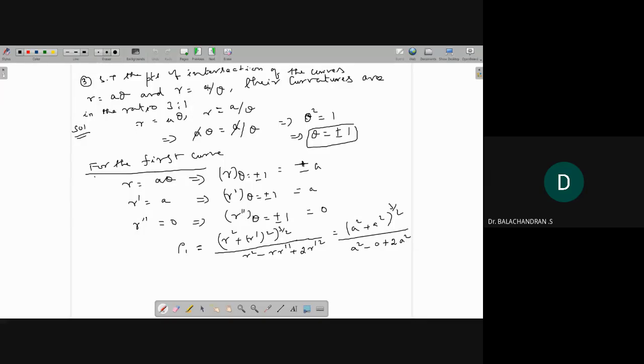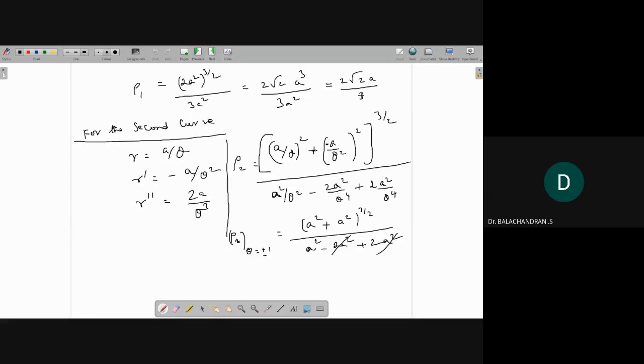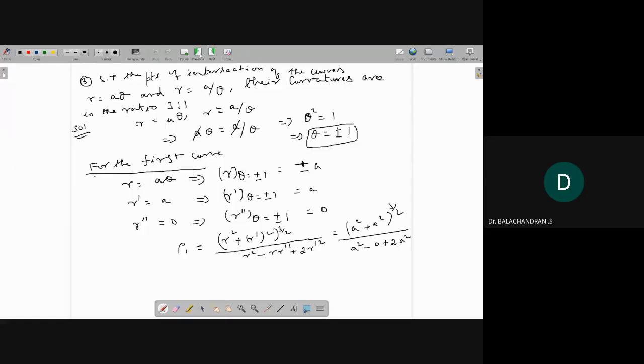So this is a little bit different problem. The idea is you should find the radius of curvature for each of the curves, that is rho 1 and rho 2. So here I calculated rho 1. Next I calculated for the second curve, everything again: r dash, r double dash, and then rho 2. And before that, it is given to show at the point of intersection of the curves. So we need to find the point of intersection: r equal to a theta, r equal to a by theta.